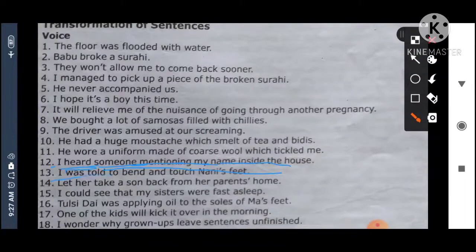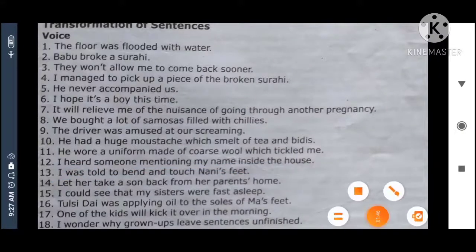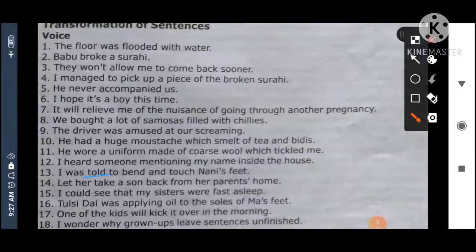I was told to bend and touch Nani's feet. Now this one is a passive one. आपको एक्टिव में लेके जाना है. यहाँ पे कोई subject नहीं है, but we can easily understand which one will be the subject: parents. तो मान लेते हैं suppose parents को हम लोग pronoun देते हैं they. So they told is your verb. They told me. ये जो was told है वो एक्टिव में जाएगा, तो told me होगा, I का me होगा. They told me to bend and touch Nani's feet.